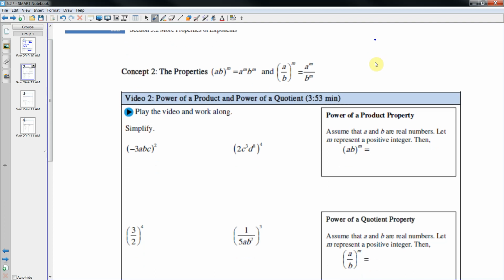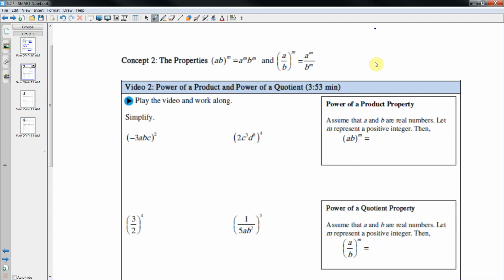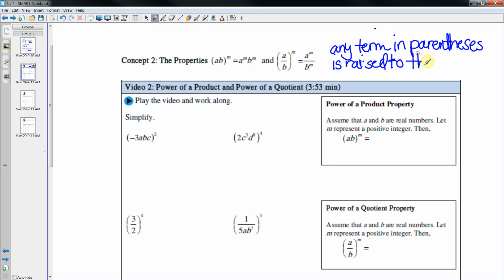Okay, so now we've got the properties. Now I'm going to have somewhere I don't necessarily have the same base in the parentheses. I've got different bases in the parentheses. And the thing you need to remember is that any term in a parentheses gets raised to the outside power.